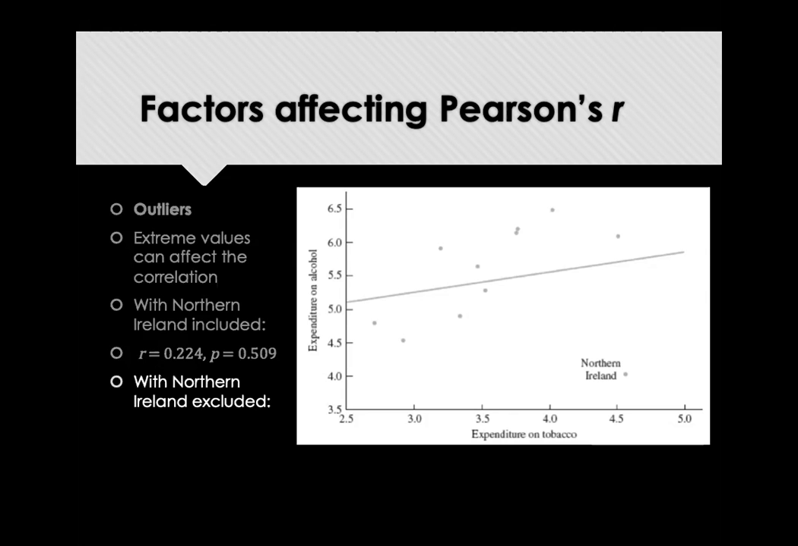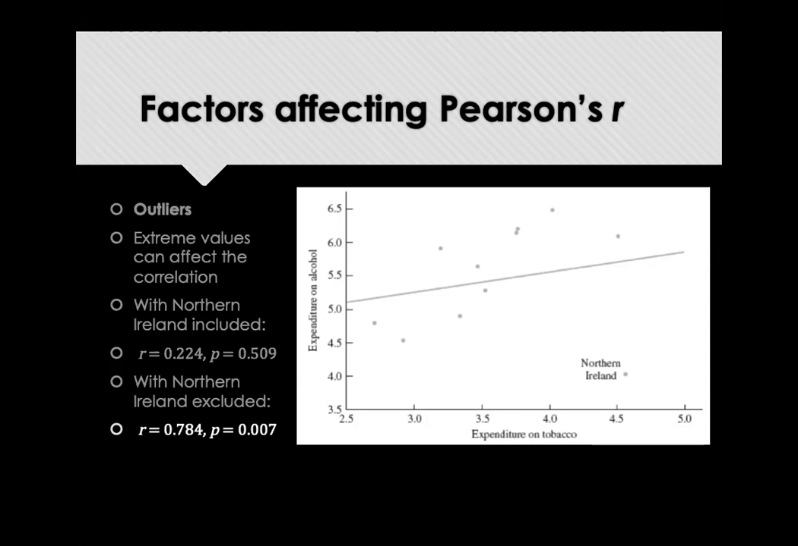Let's say we take Northern Ireland out because we identify it as a clear outlier. Now we've got an R of 0.784, which is quite a strong relationship, and a p-value of 0.007. So definitely significant in terms of hypothesis testing. Given that result, we would definitely reject the null and say there is a clear, strong, positive relationship between expenditure on tobacco and expenditure on alcohol.